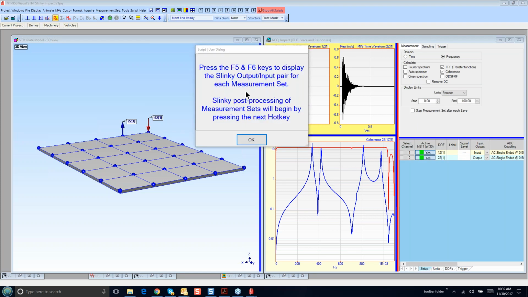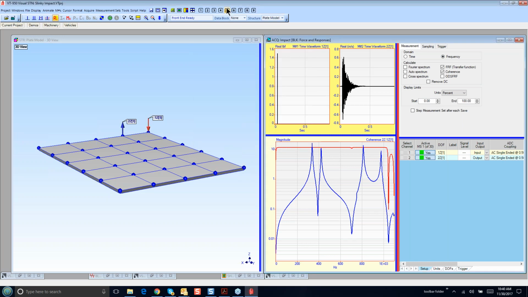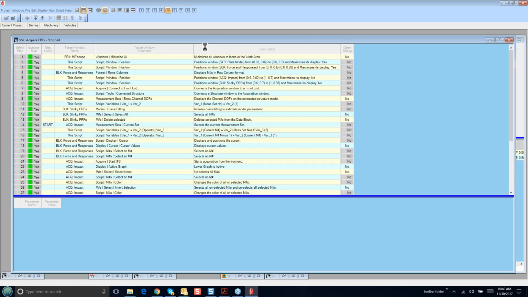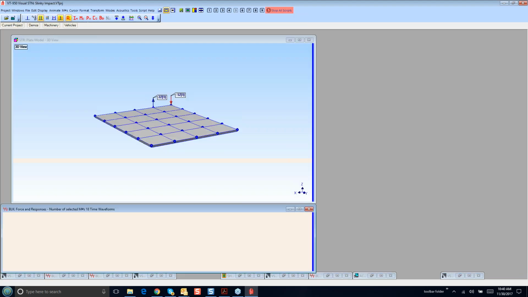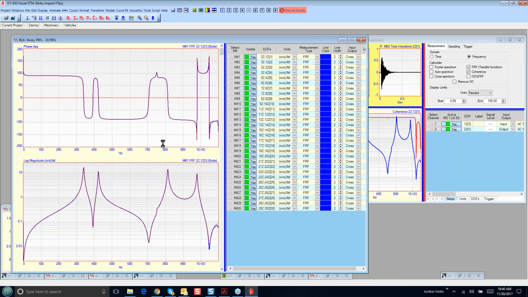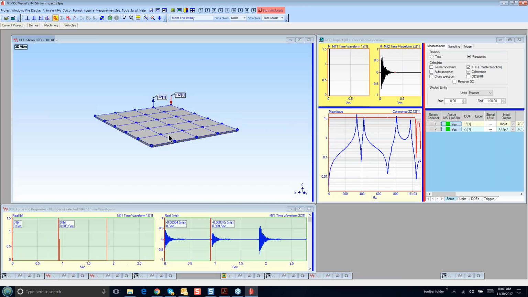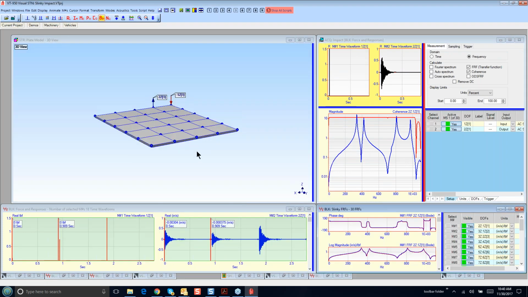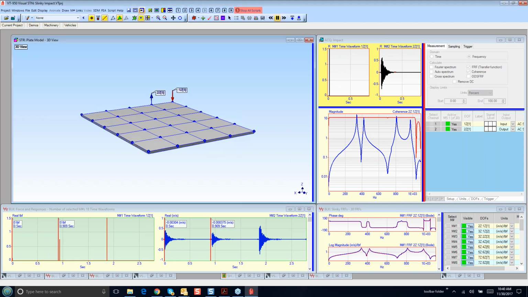So it said press the keys to display the measurement sets. Each measurement set. Slinky processing will begin by pressing the next hotkey. So here we go. So now the scripting in MEscope is going to do it all for us. Let me make this a little larger here after we get connected.